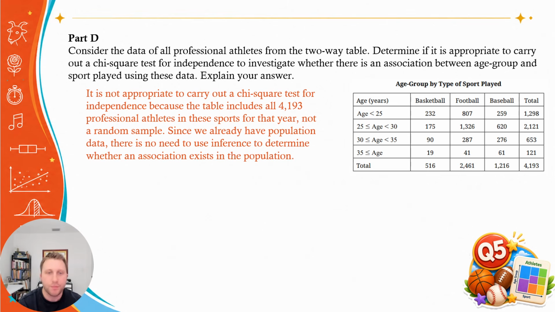So I wrote, it is not appropriate to carry out a chi-square test for independence because the table includes all 4,193 professional athletes in these sports for that year, not a random sample. Since we already have population data, there is no need to use inference to determine whether an association exists for this population. You have access to the actual data. You can just compute the conditional probabilities and compare them.